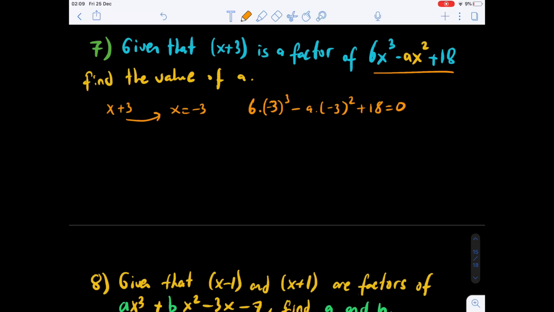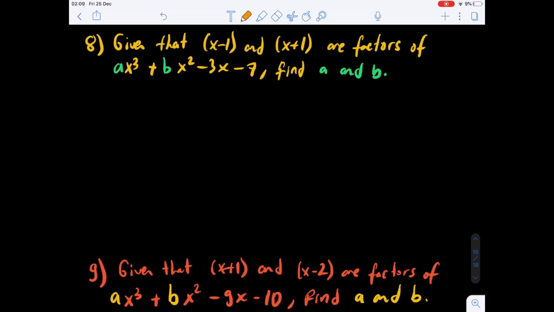So negative 3 cubed gives negative 162, minus 9a plus 18 equals 0. Here it's going to be negative 144 equals 9a. a equals, when you divide, negative 16. a is negative 16. All right. So let's look at question 8.